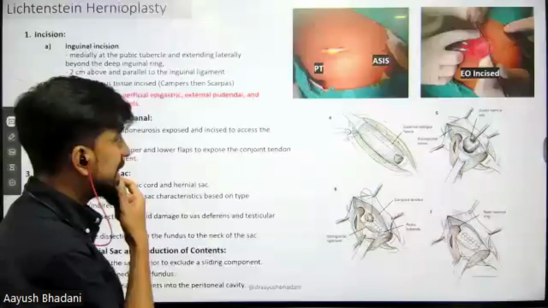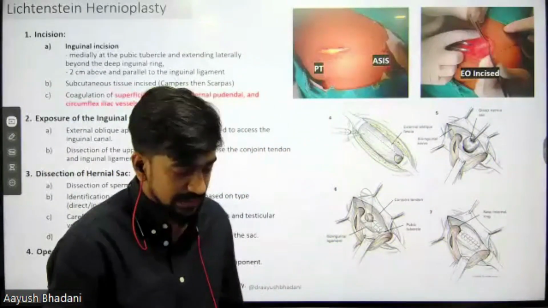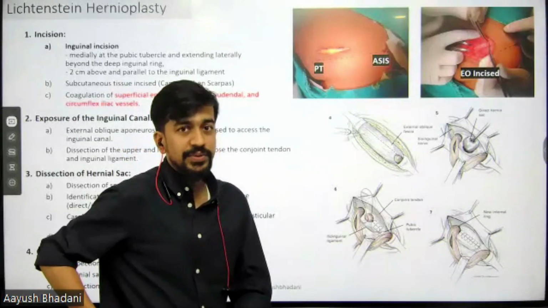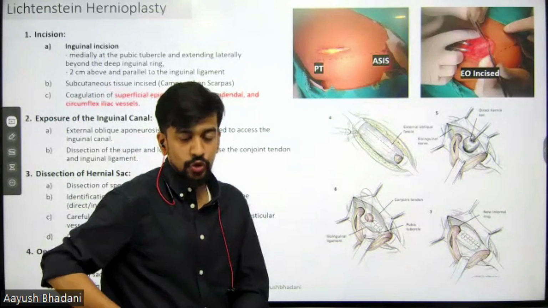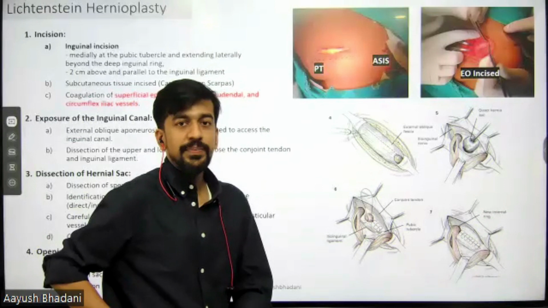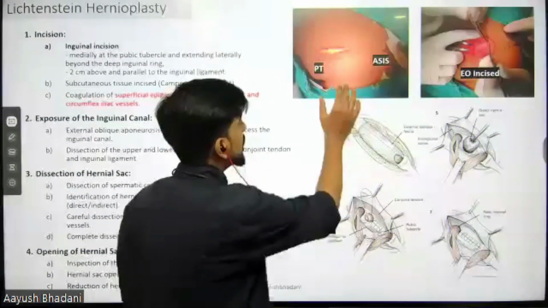Great. So starting with the steps of Lichtenstein hernioplasty. We have a hernia. We need to open it up, get to the hernia, open the sac, reduce the content, sew the sac back, put a mesh, and close. As simple as that. Let's come to the steps.